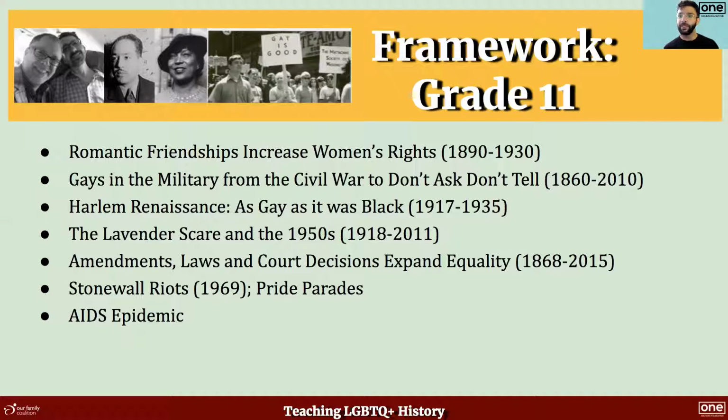And then we reach this pivotal moment of the Stonewall riots, where we had critical mass and a very large demonstration of the desire and the movement to have LGBTQ rights. And then pride parades follow a year after the Stonewall riots, and of course the AIDS epidemic afterwards.